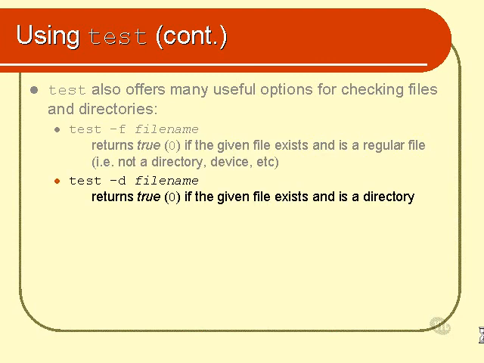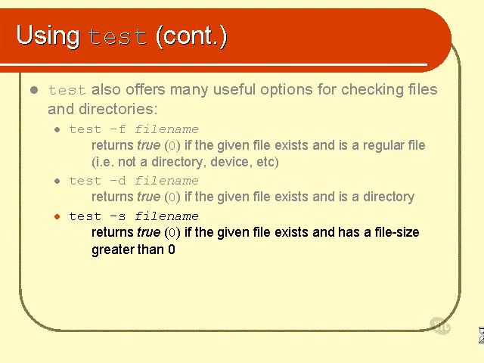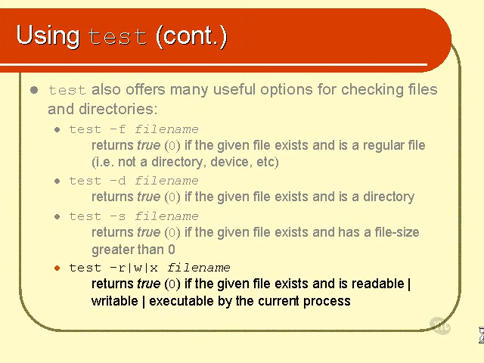And we've also got test minus D, which is exactly the same, but it will return true if the file exists and is a directory. If it's just a regular file, then it will return false. We've got a couple of other options. We've got test minus S, which will return true if the file exists and has a file size greater than 0. Now, it doesn't test to see whether it's a regular file or a directory or anything like that. It just tests its size. Directories too can have a size, so bear that in mind.